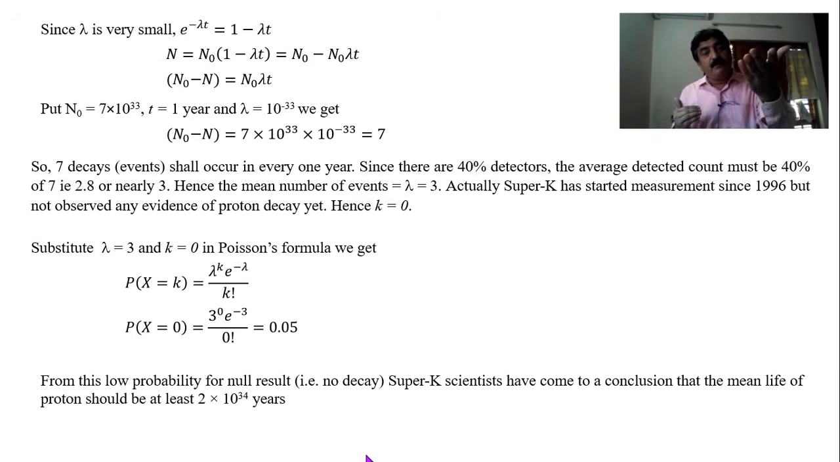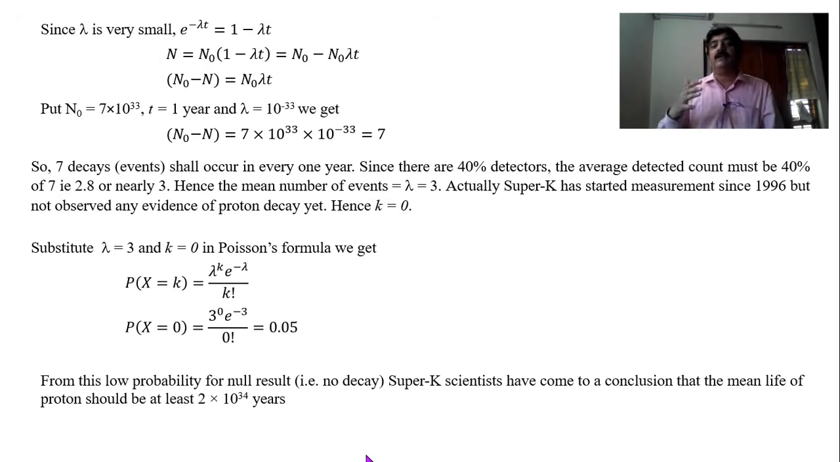Much more than 10 power 33 years means it should be more than 10 power 33, that is 10 power 34. Sir, why only 34? It can be 35, it can be 36, like that. Yes, you are correct, but based on some other calculations, scientists have arrived at this conclusion that right now they assume that the proton's mean life is 2 into 10 power 34.